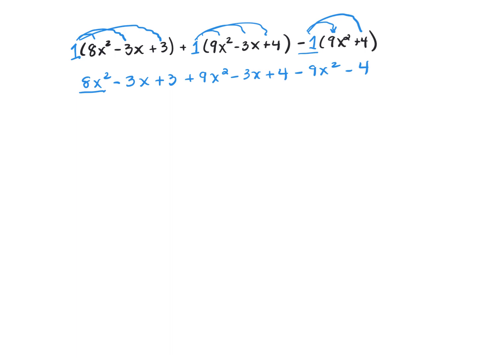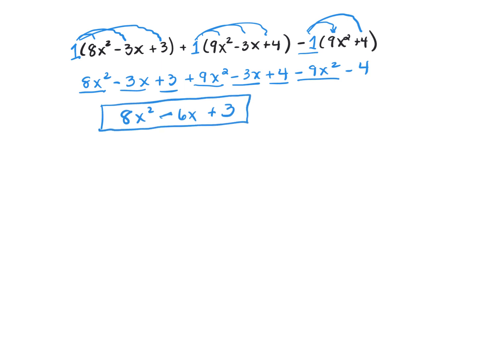8x squared plus 9x squared minus 9x squared leaves 8x squared. Negative 3x minus 3x is negative 6x. 3 plus 4 is 7. 7 minus 4 is a positive 3. So there's your answer.